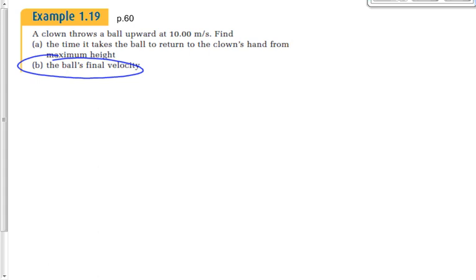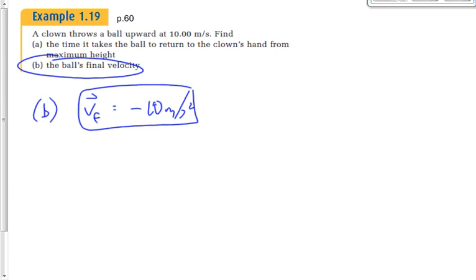No. It's 10. If it starts at 10 and it slows down to 0 and then speeds up again at the same rate as it slows down, then it's got to be moving the same speed as it started at, right? So the final velocity here must be negative 10 meters per second. Same speed, opposite direction. The time that it takes the ball to return to the clown's hand from maximum height. Let's do A here now.